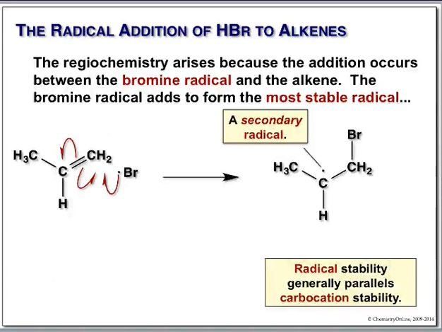So it would be Markovnikov. Secondary would be more stable than primary, so the Br would attach to this secondary carbon. Except that we have a bromine radical shown. Anytime you see a radical, you're going to know that you're doing a peroxide reaction. So anytime you see a bromine with just one electron, it's a radical. And this is what you would see.